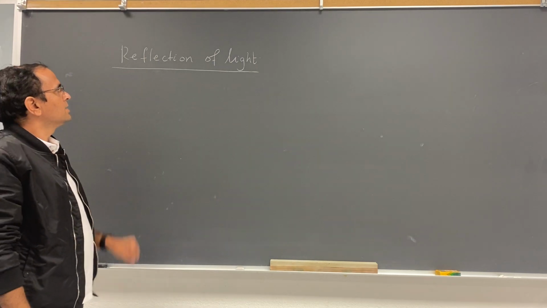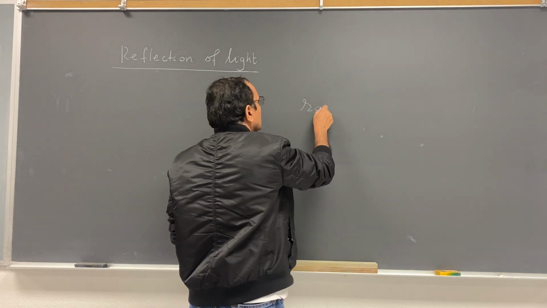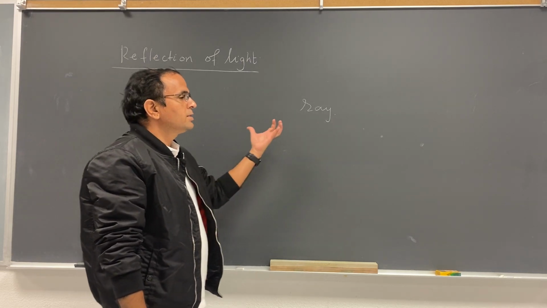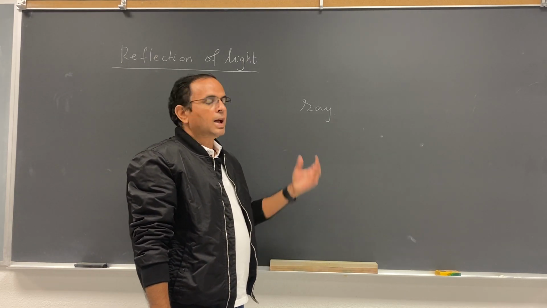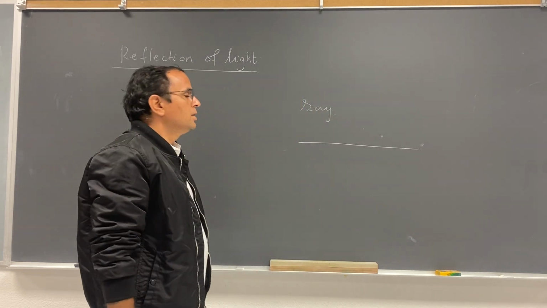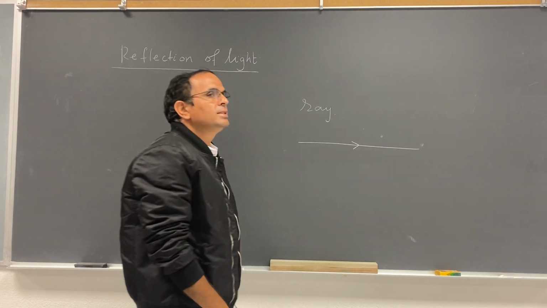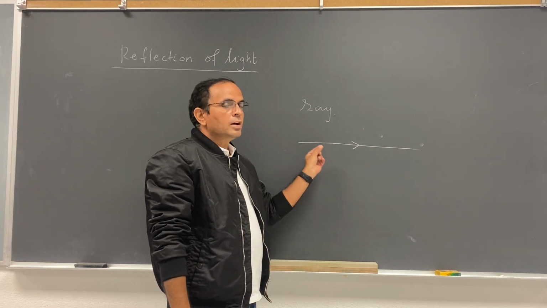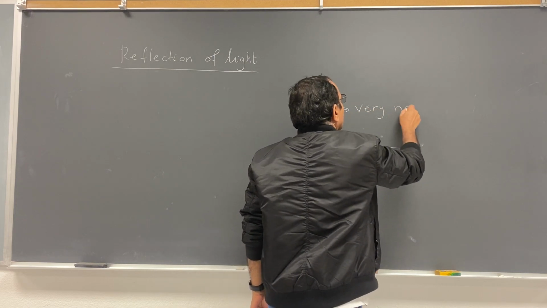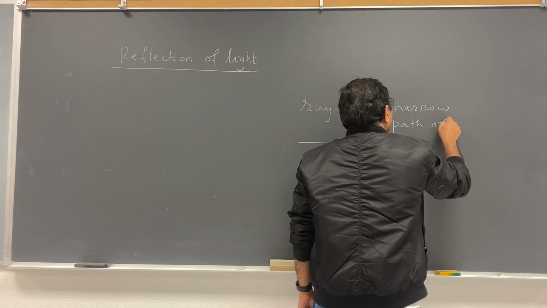Before starting this reflection of light, we need to know the ray. So what is a ray? Ray is the very narrow path of light, and you represent the ray like this. Draw the line and you can draw the pointer like this. This is a ray. So very narrow path of light.